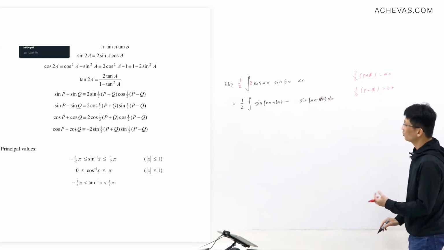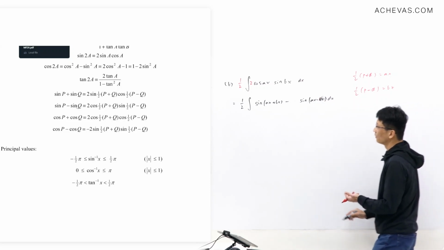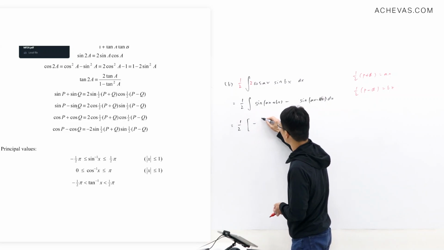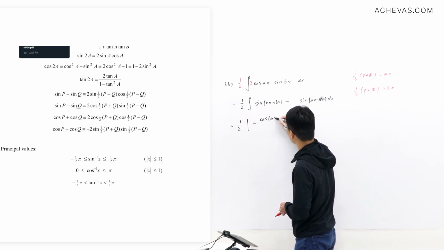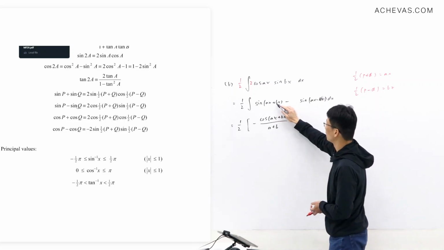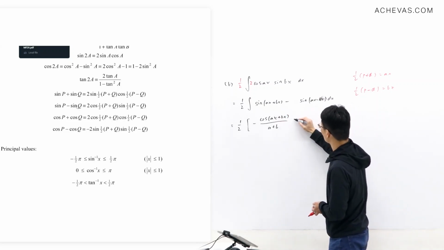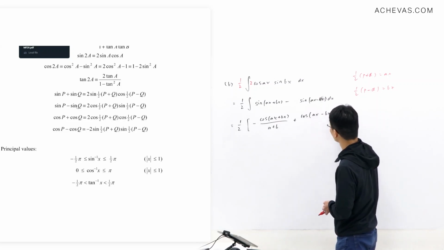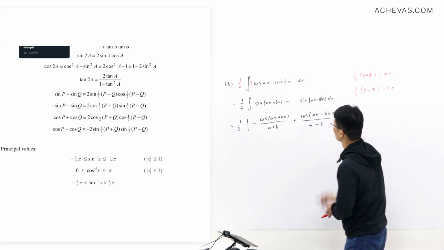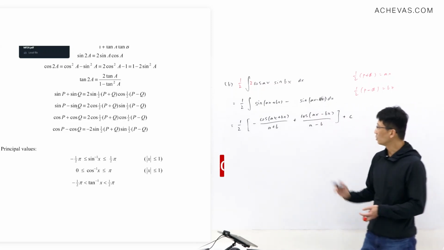So once we change the form, now it's an integrable form already. So when we do our integration, we get half times minus cosine of (a plus b)x over a plus b. So this a plus b is simply the coefficient of x. Same thing for this, I'll get minus cosine of (a minus b)x over a minus b, plus c. So this will be my final answer.